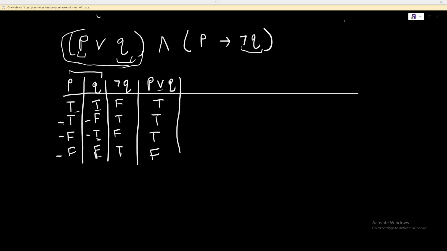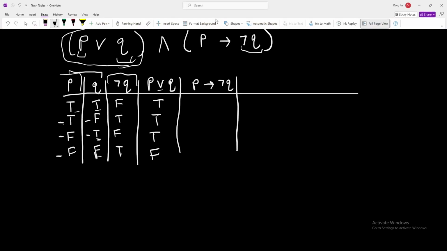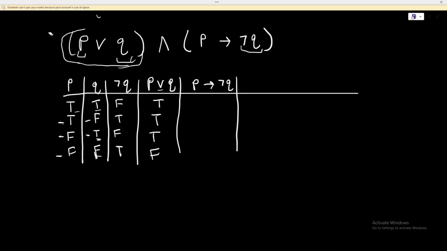That would be P implies not Q. So let's just write that here, not Q. So the 2 columns we would be looking at for this one would be the P column, which is the first column, and the not Q, so this column. So let me erase all of these so we can know what we are looking at. So for that column we're looking at P and not Q.